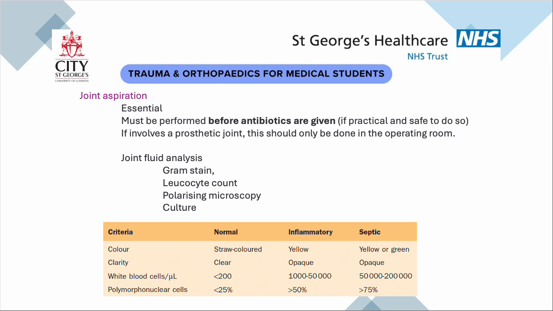And you're going to send this fluid off for an urgent gram stain, white count and microscopy, as well as culture. And you can see from the table below that obviously if you've got a straw-coloured fluid with very few white cells in it, it's probably going to be normal. Or on the other end, if you've got an opaque, cloudy, pussy-looking thing full of white cells, it's probably infected. And then your gram stain obviously will help you there.